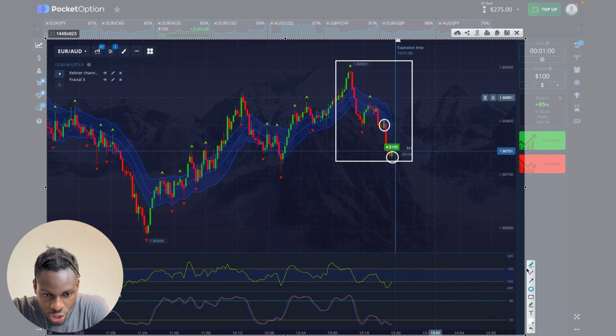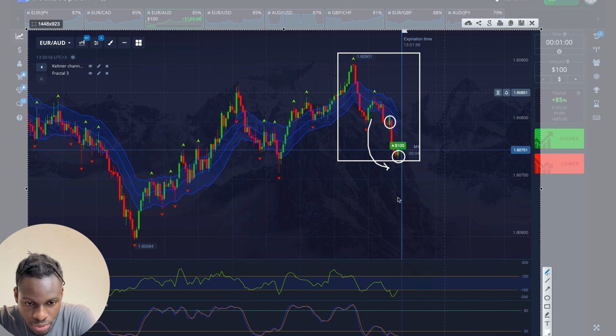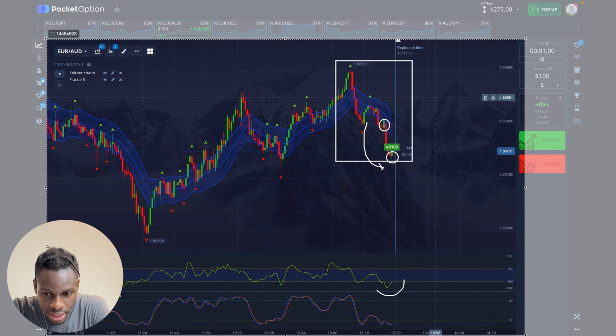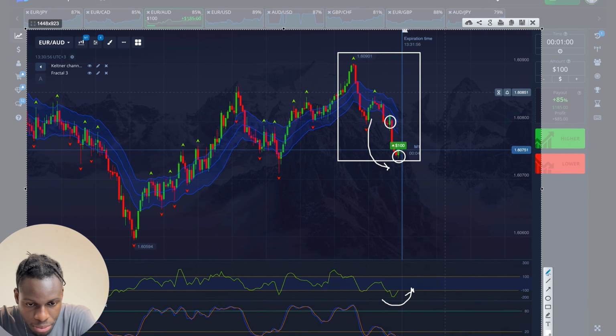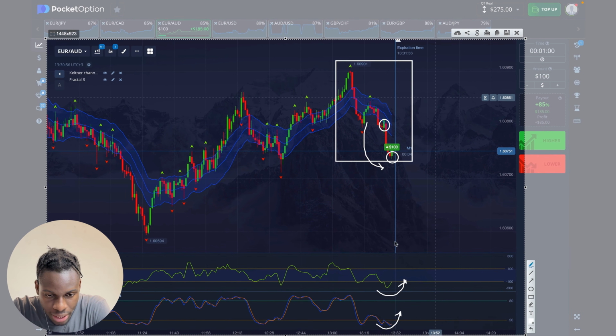Now the CCI oscillator should exit from the oversold zone, and the stochastic oscillator is already in the oversold zone. So a breakout is very, very likely. And let's see how this one plays out, guys.